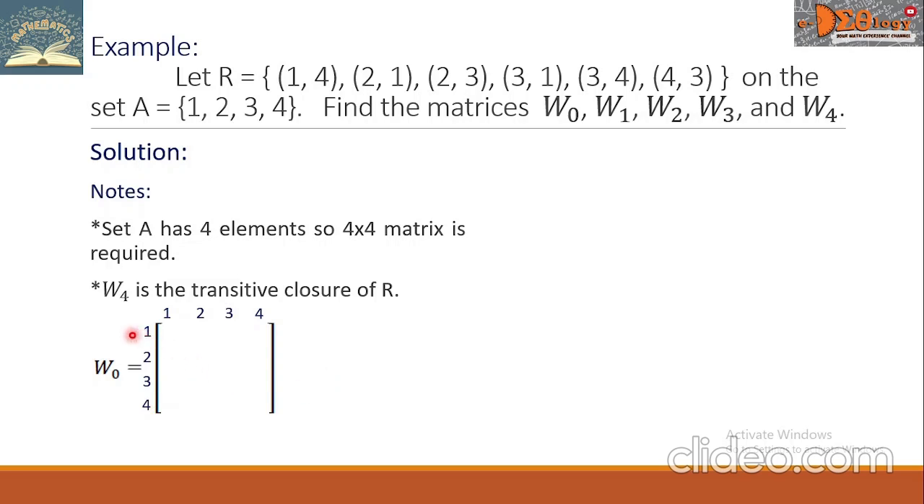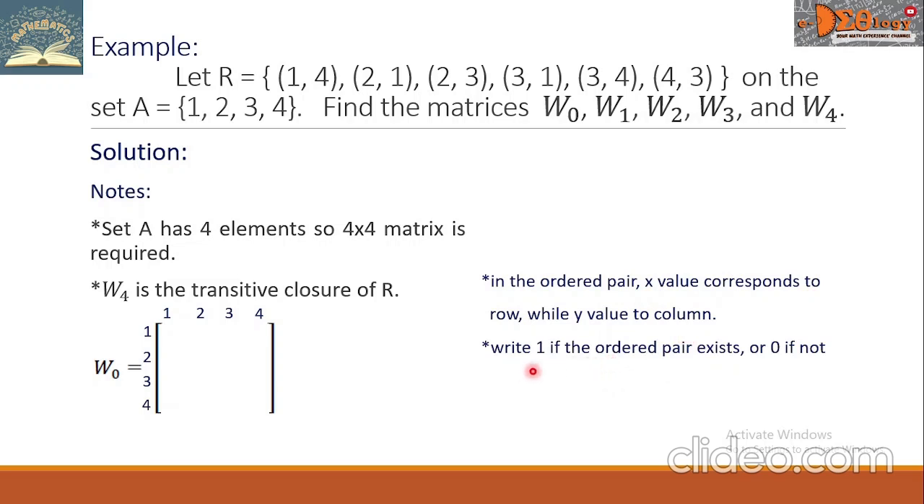Let us assign labels to the rows and columns respectively. For the rows, we write 1, 2, 3, and 4. For the columns, same, numbered from 1 up to 4. Next, in the ordered pair, take note that the x value corresponds to the row, while the y value corresponds to the column. We write 1 if the ordered pair exists or 0 if not.